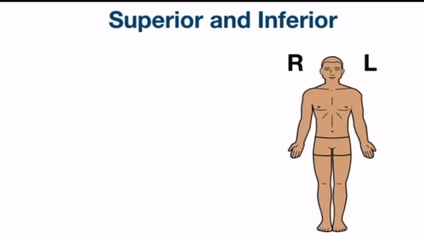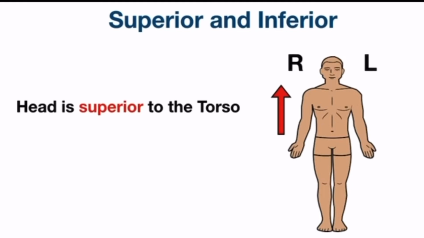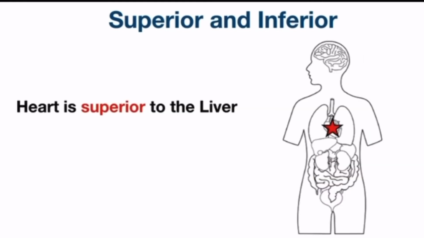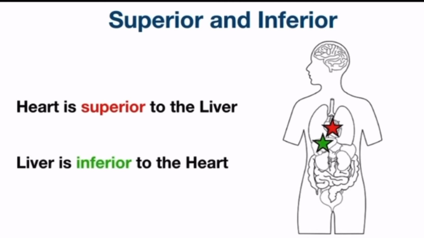If we go back to our original image, we can see the head is superior to the torso, and the torso is inferior to the head. For example, the heart is superior to the liver, and the liver is inferior to the heart. Hopefully that explains superior and inferior. Remember, superior is toward the skull, and they both start with the letter S, and inferior is toward the floor, and you can use the F in inferior to help you remember that. Finally, don't forget that superior can also go by cranial, and inferior can also go by caudal.